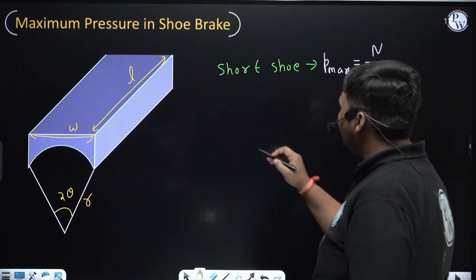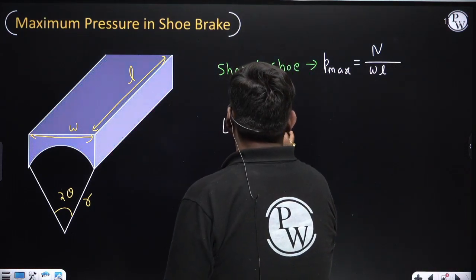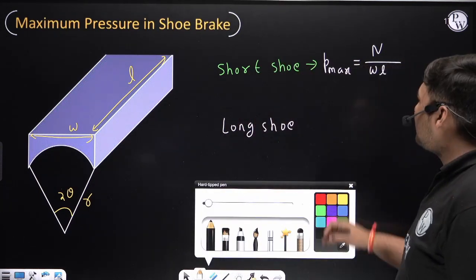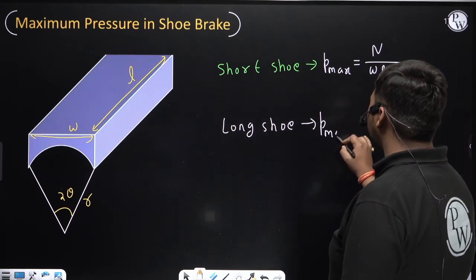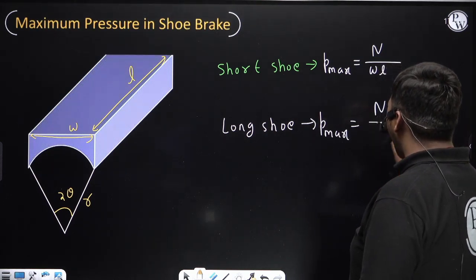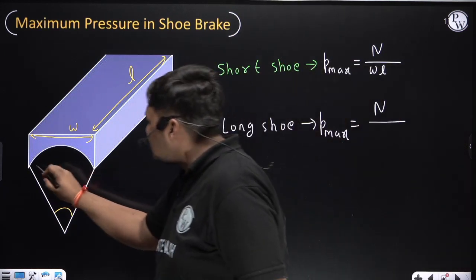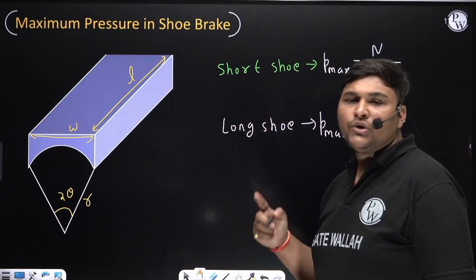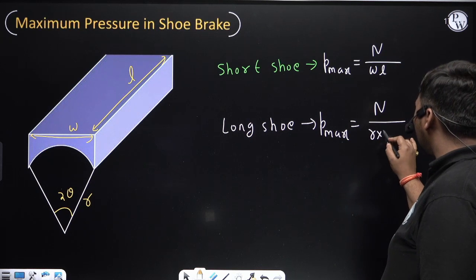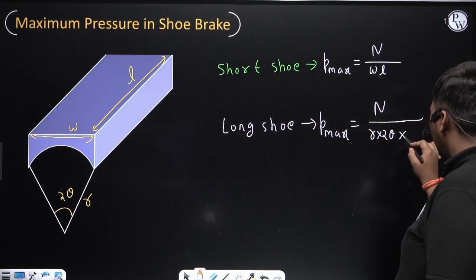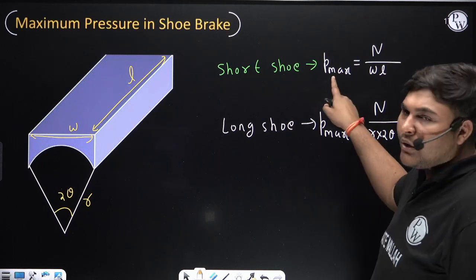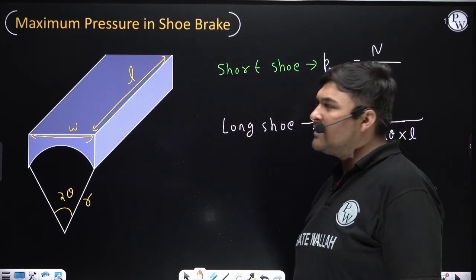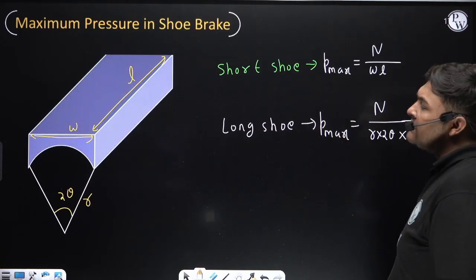But for a long shoe brake, long shoe means 2 theta is more than pi by 4. Generally the question will come from short shoe brake, but if a question comes from long shoe brake, the relation for maximum pressure is N upon, instead of W, this distance. This distance is R into 2 theta, because any arc length is radius into angle. So instead of W, R into 2 theta will come, and L will come as it is. So this is the maximum pressure for a short shoe and for a long shoe. Generally the question will come from short shoe. With respect to this relation, I am discussing one question.